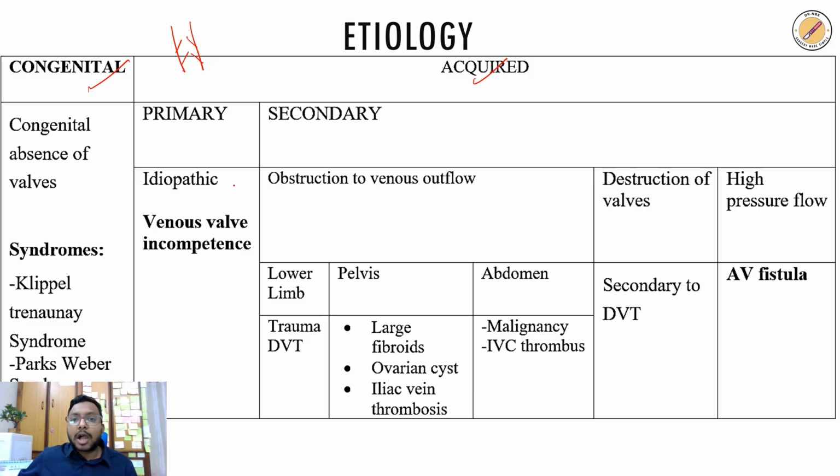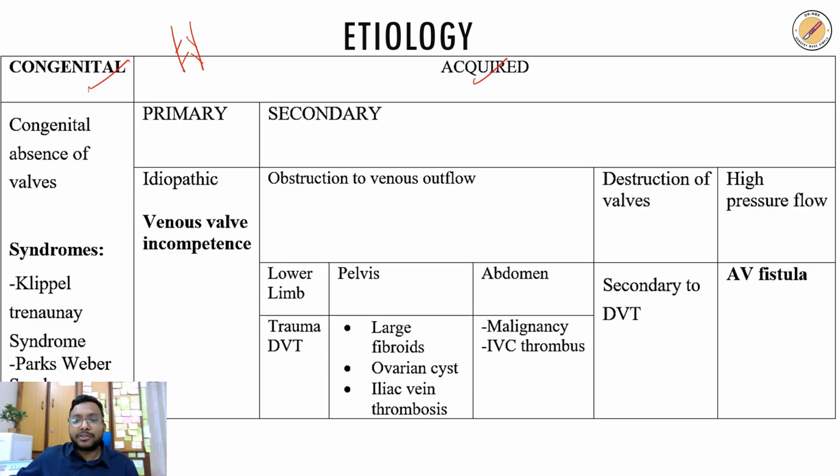Right. Now, coming to acquired causes, again, they are of two types. One is primary, the other one is secondary. When will you call varicose veins primary varicose veins? When you do not have a definitive cause. So it is nothing but a diagnosis of exclusion. It is an idiopathic condition where there is incompetence of the venous valves.